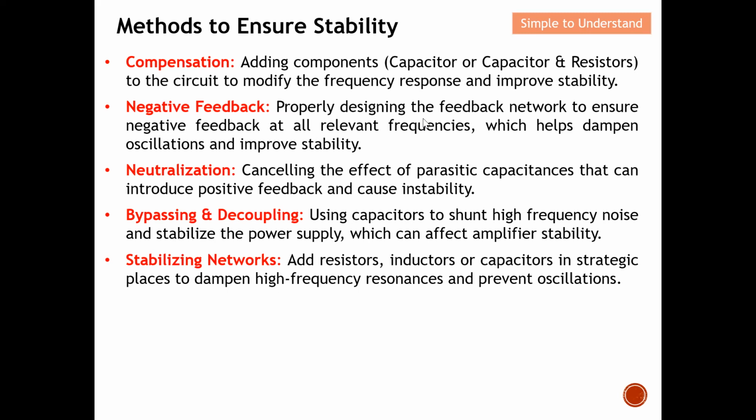Whatever frequency that we require the amplifier to work at, we need to ensure that the feedback is all negative. This will help to dampen the oscillation and hence improve stability. Neutralization, basically, cancels the effect of parasitic capacitance.